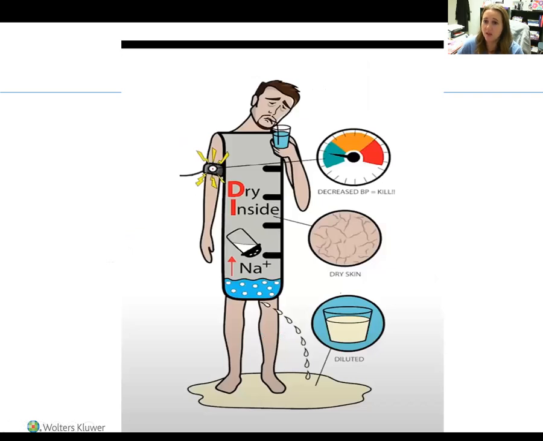Okay, so on the opposite end of the spectrum, when we don't have enough antidiuretic hormone, what do you think is going to happen? We are going to get rid of way more than we need to, right?